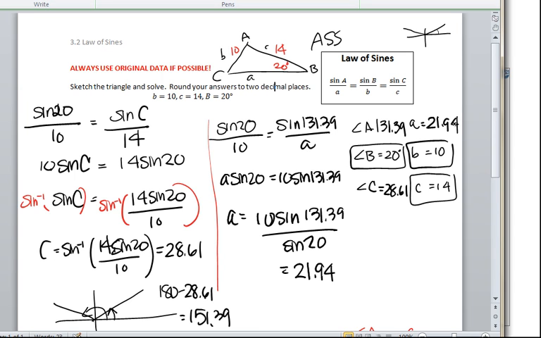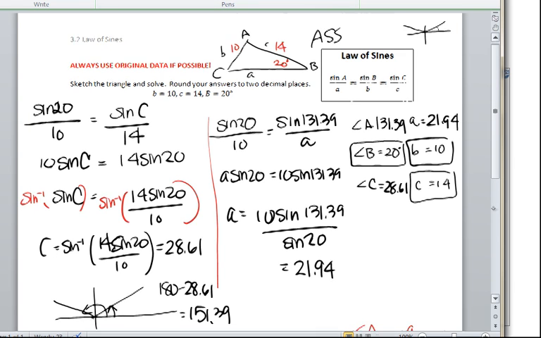And by doing a quick glance, right, angle A is my largest angle, and that's opposite my longest side of 21.94. Angle B is my smallest angle, which is 20 degrees, and that's opposite my shortest side, B, which is 10. Okay, so I have solved one triangle. That's my black triangle. Okay, now what I'm going to do is go through and solve the rest of my red triangle.